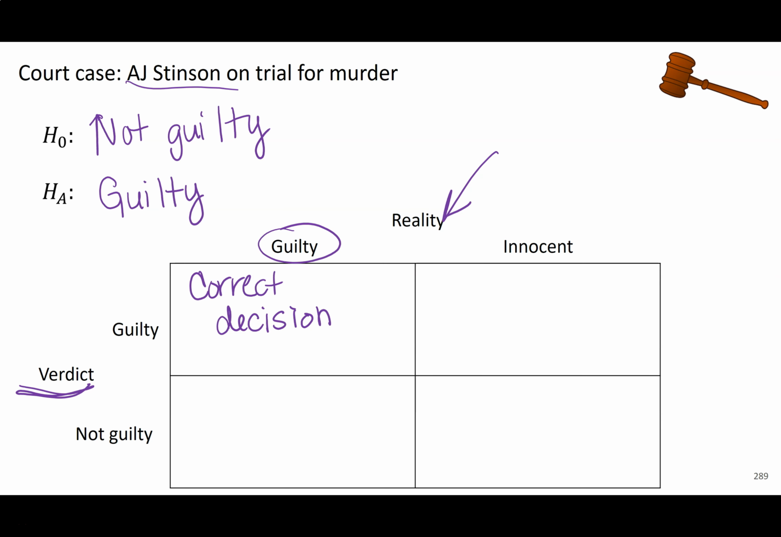If in reality they're guilty, but we conclude they're not guilty, we haven't rejected the null hypothesis. So we have made an error. We've made a type 2 error.